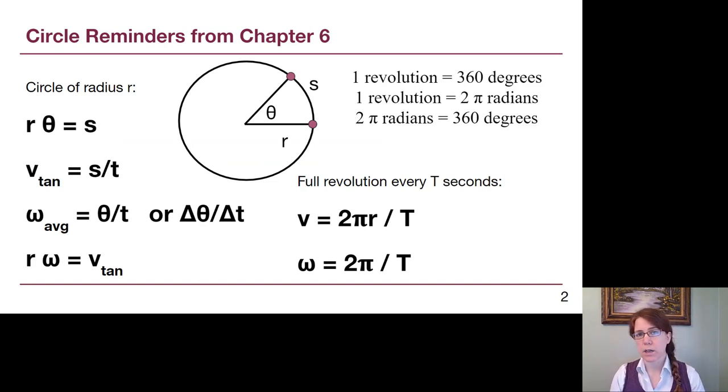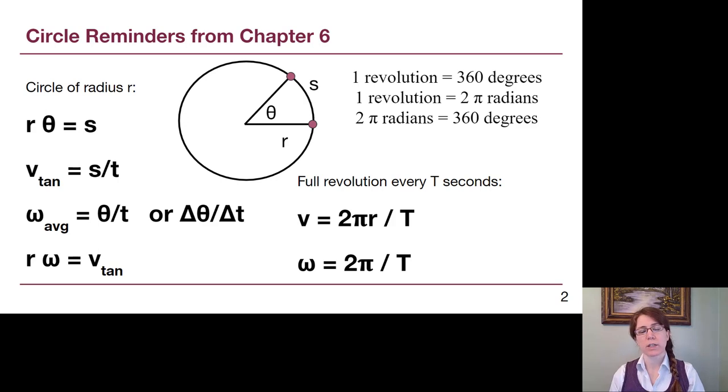So first of all, this slide reminds us of a couple of these smaller definitions and tools from Chapter 6. For the first one, r theta equals s, that is reminding us that the radius of a circle is the way that we can go back and forth between angular distance and physical distance. We have the tangential speed, the regular physical speed or velocity, which is the arc length s over the elapsed time t. We introduced back in Chapter 6 this idea of angular speed or angular velocity, which is the angular distance theta divided by the elapsed time t.